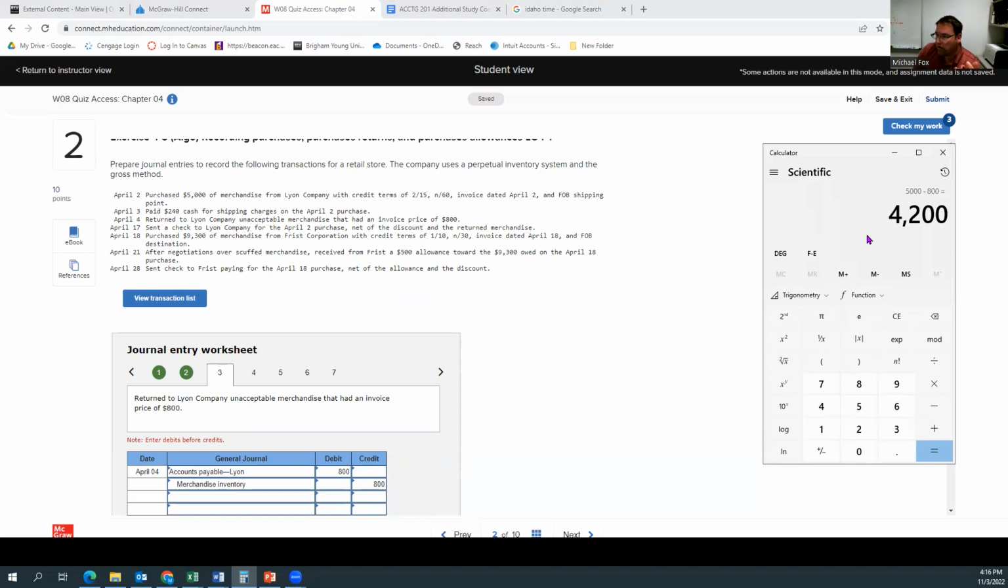That works. The other way to do it is to multiply this by 0.98 or 98%, which would give us the amount minus the discount. So that's what I usually do. If I owe 4,200 and I'm going to get a 2% discount, I multiply it by 100% minus 2%, or 0.98, and that tells me the amount I'm going to have to pay, $41.16.